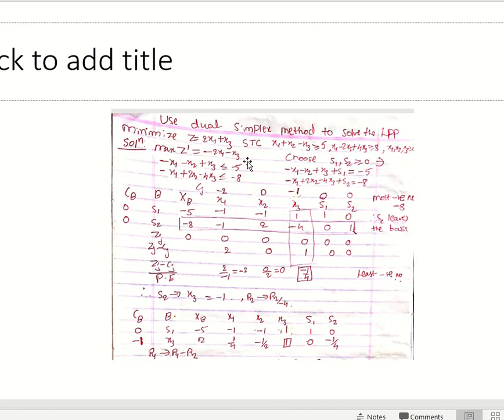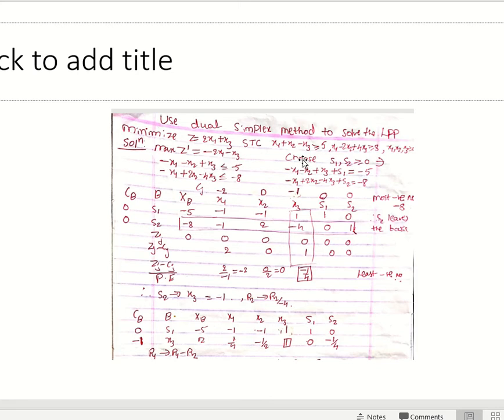Now, maximize z dash equal to minus 2x1 minus x3. Here we have to write the dual completely: maximization and minimization are duals, plus and minus are duals. Similarly apply the same cases here, minus x1 minus x2 plus x3, right? Here the dual of greater than or equal to is less than or equal to, and plus 5, the dual is minus 5.